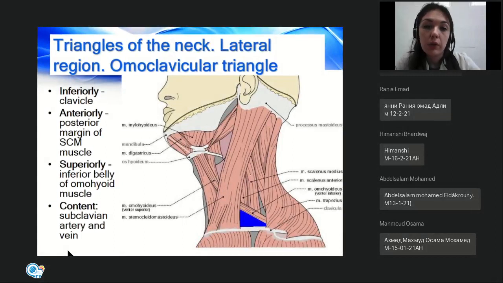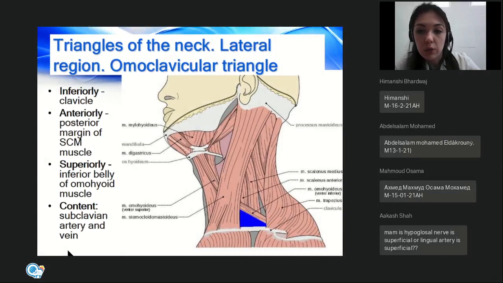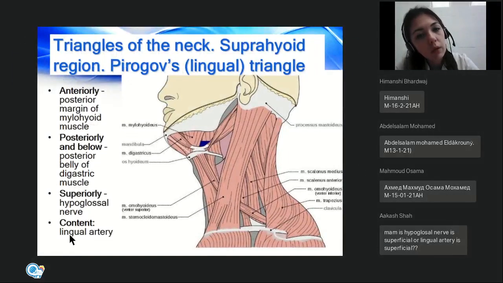In the lateral region of the neck, two more triangles are distinguished. They both pass very superficially. The hypoglossal nerve passes above and forms the superior boundary of the lingual triangle, and the lingual artery passes through the middle of this triangle. So both of them are located superficially.